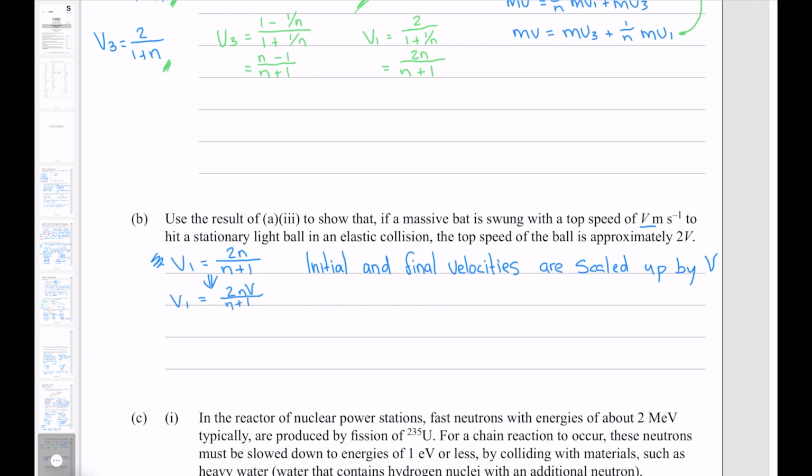Now, as the bat is much larger than the ball, we want to consider the scenario where our n is very large. This means that our v1 is going to tend towards 2nv over n because this plus 1 becomes insignificant. Our n's divide out, and we're of course left with 2v.